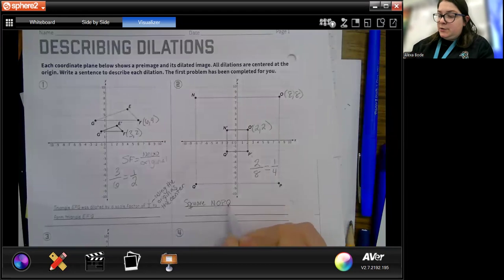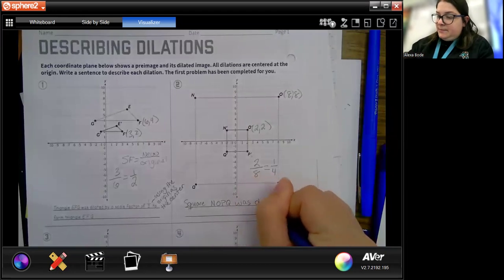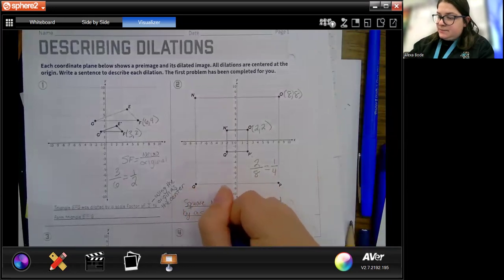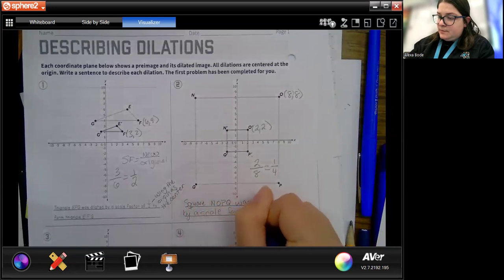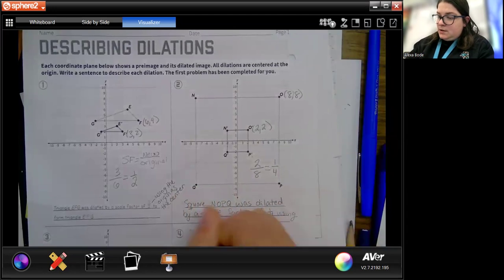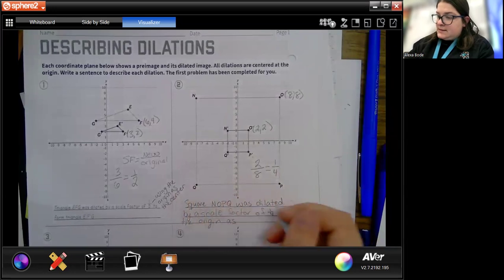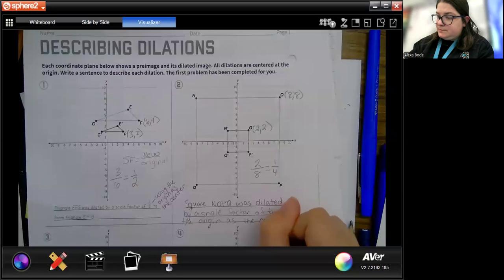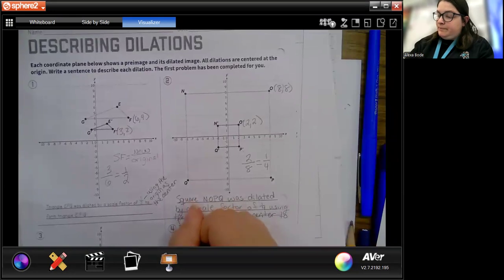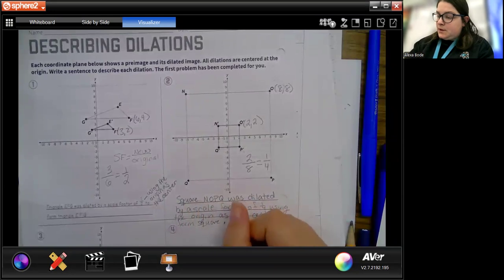So square NOPQ, we want to say, was dilated by a scale factor of 1/4 using the origin as the center to form square N prime, O prime, P prime, Q prime.